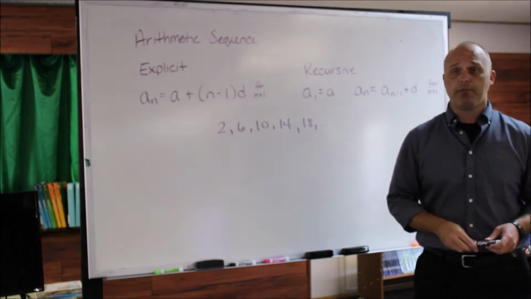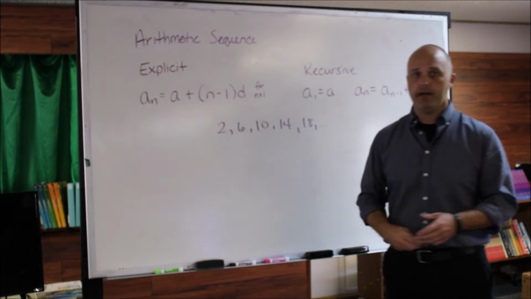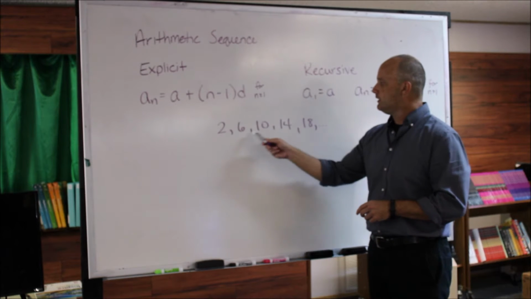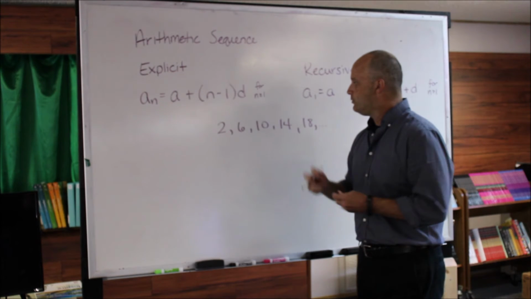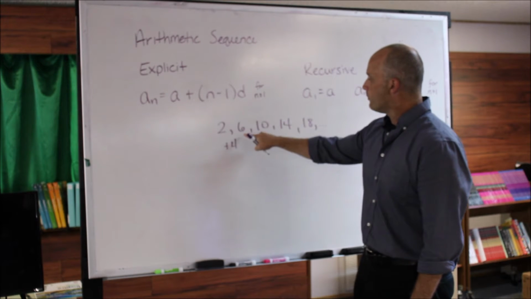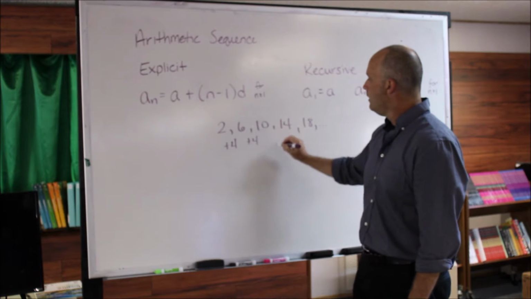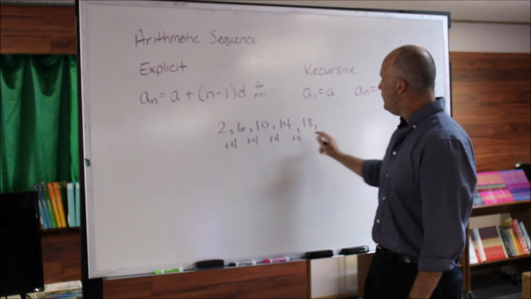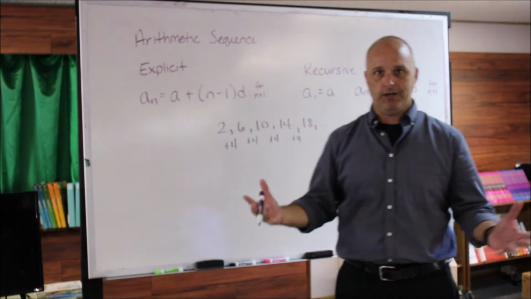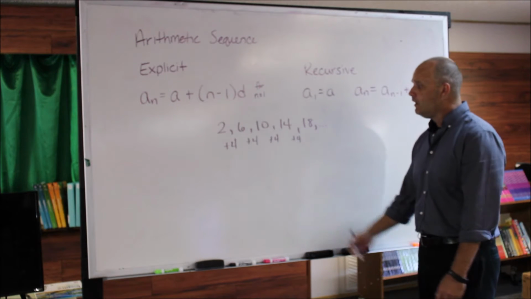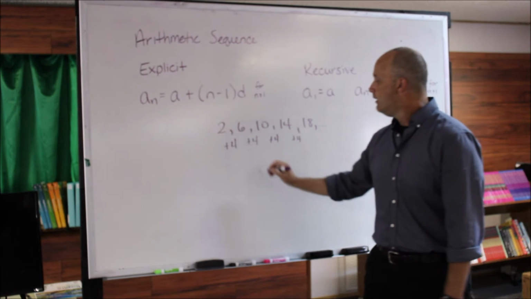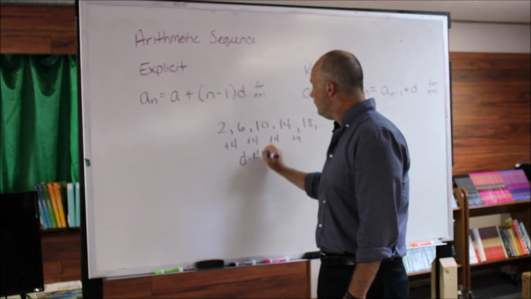So let's take a look at an example of how to use the explicit formula to find a certain term in a sequence. So you're given the sequence 2, 6, 10, 14, and 18. Going from 2 to 6, we're adding 4. From 6 to 10, we're again adding 4, and adding 4. You can see that because of the ellipsis, this pattern is going to continue on to infinity forever. So the plus 4 represents our common difference. So we know that d is equal to 4.